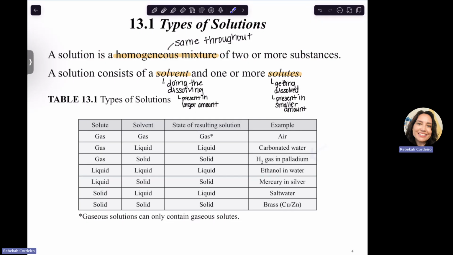You can also have liquid and liquid. If you ever used isopropyl alcohol or rubbing alcohol, 70% isopropanol, that means it's 70% alcohol and 30% water. It's a solution of two liquids together. A liquid and a solid, mercury dissolved in something else. I don't know of other liquid and solid examples besides that. And then a solid and a solid would be like two metals melted together and then made into a solid, like brass, bronze, stainless steel. Those are all alloys. So those are solid and solids.